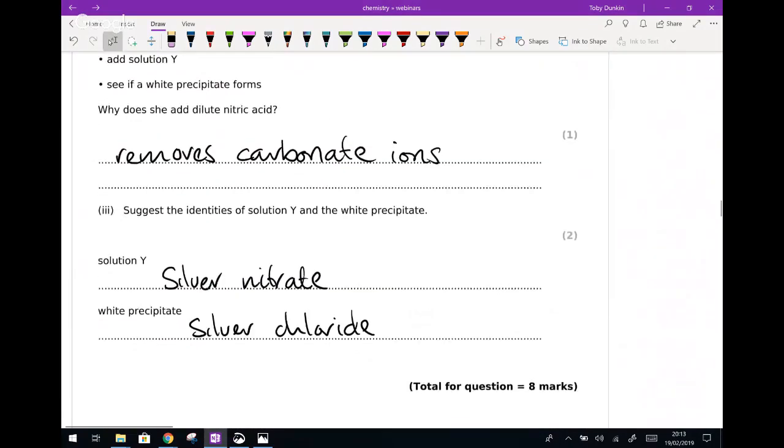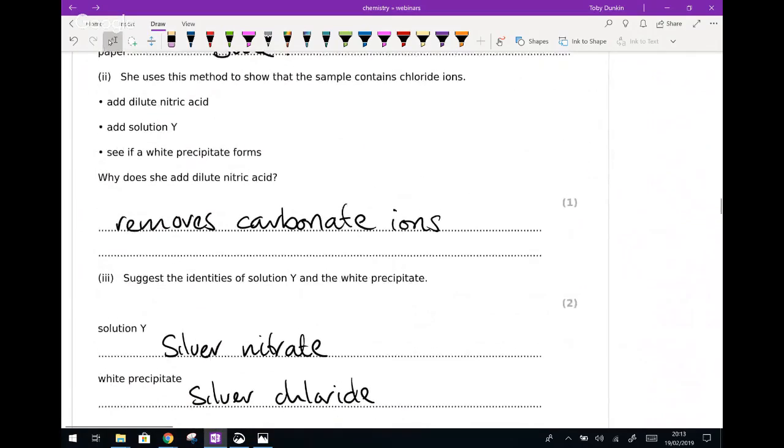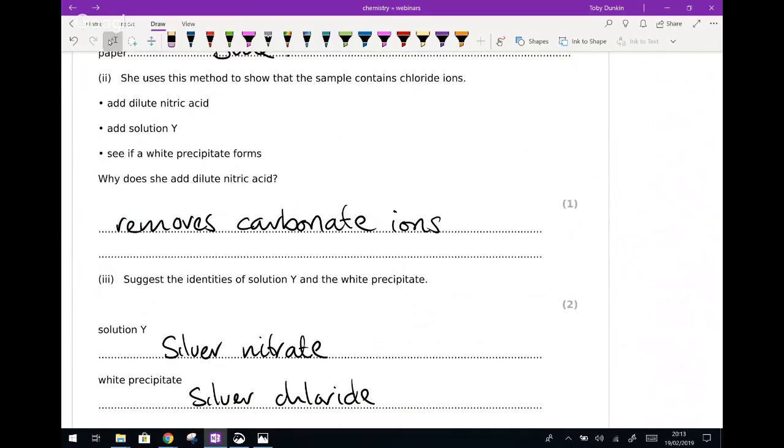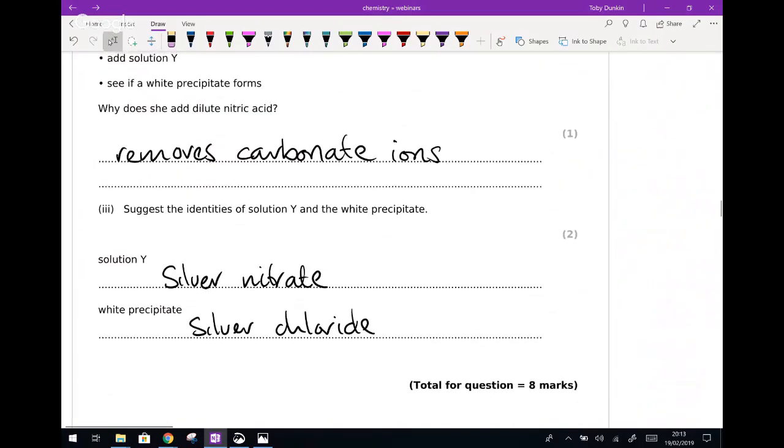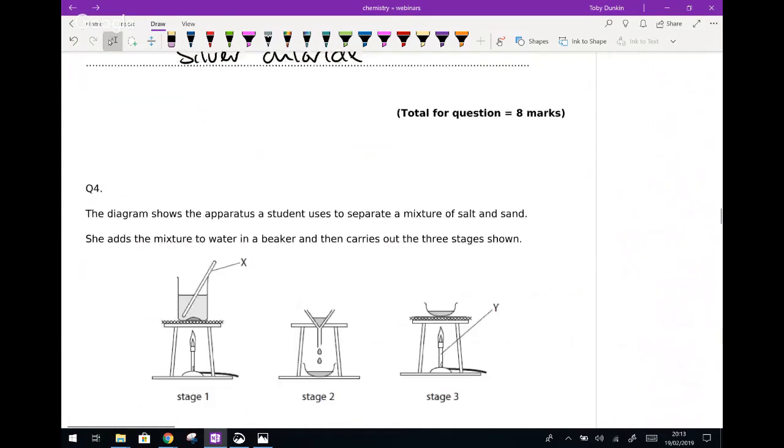Next, why did she add the nitric acid? She added the nitric acid to remove carbonate ions, or you're also allowed to say to remove impurities, but I prefer carbonate ions, it's better chemistry. Suggest the identity of solution Y: silver nitrate, and the white precipitate is silver chloride.